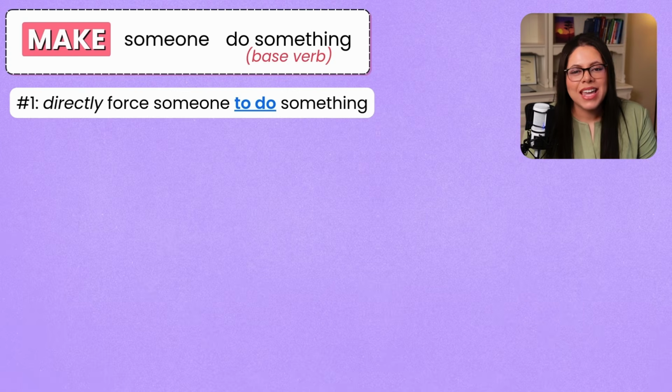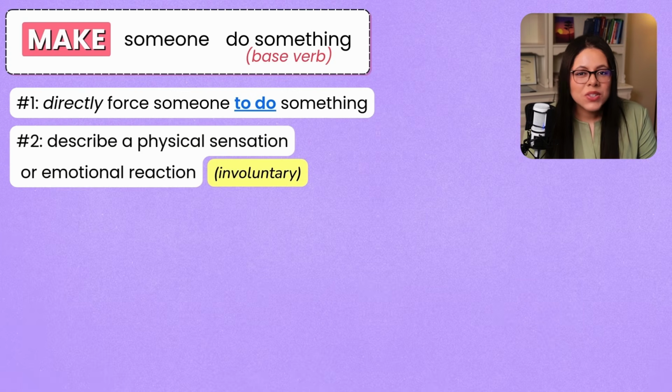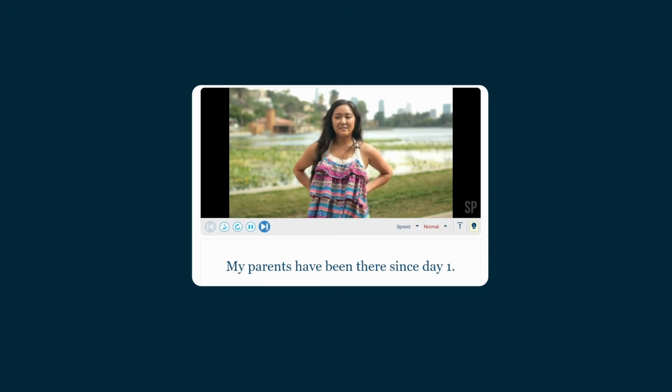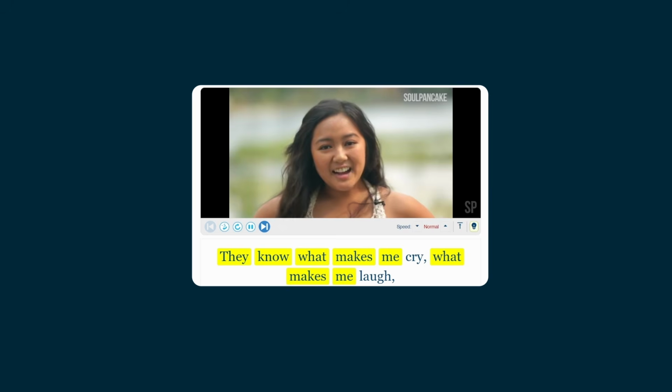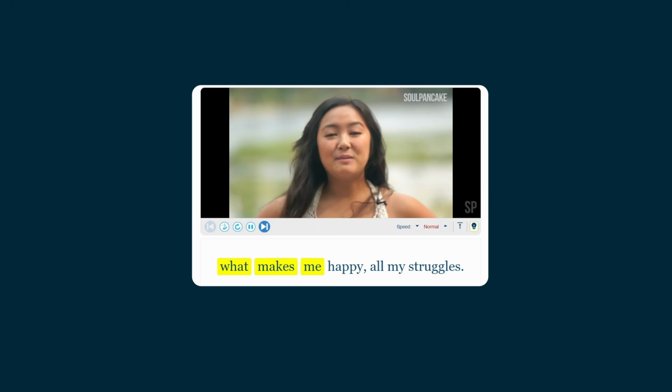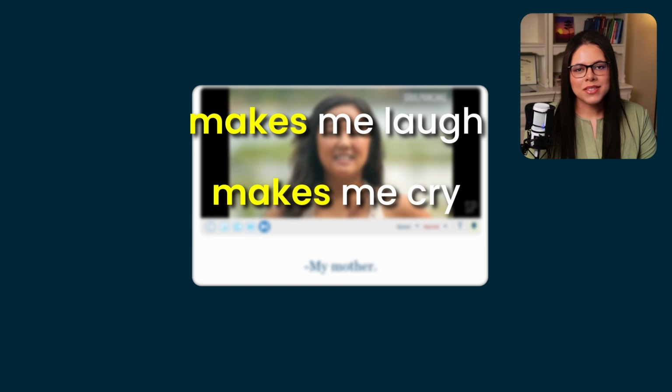You'll also notice that make describes physical sensations or emotional reactions that are personal and involuntary. That means it's not done by choice. It's automatic. Like breathing is an involuntary action. Here's another example. My parents have been there since day one. They know what makes me cry, what makes me laugh, what makes me happy, all my struggles.